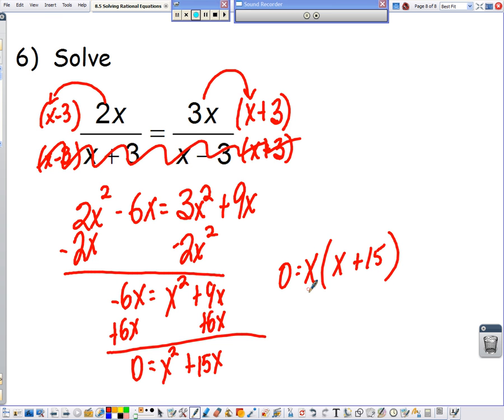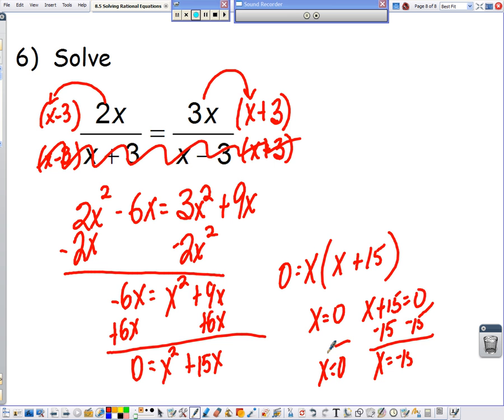So remember, I set each of these now equal to 0. So x equals 0, and x plus 15 equals 0. So minus the 15. So I get x equals negative 15, and x equals 0.